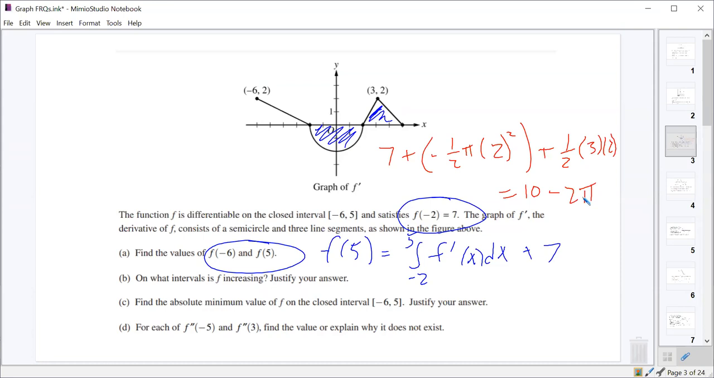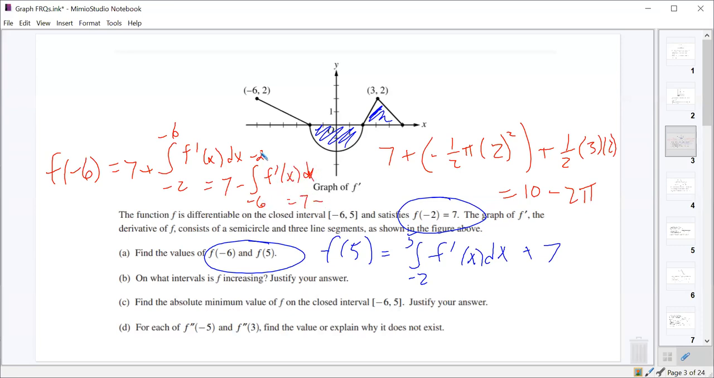Everybody feel okay about that? All right. What about f of -6? f of -6 ought to be that same 7 plus the integral from -2 to -6 of f prime. What makes this integral annoying? Yeah, it's the wrong way. The higher number is on the lower limit, and the lower number is on the upper limit. So we want to flip that and flip the sign. So we'll make this 7 minus the integral from -6 to -2 of f prime.